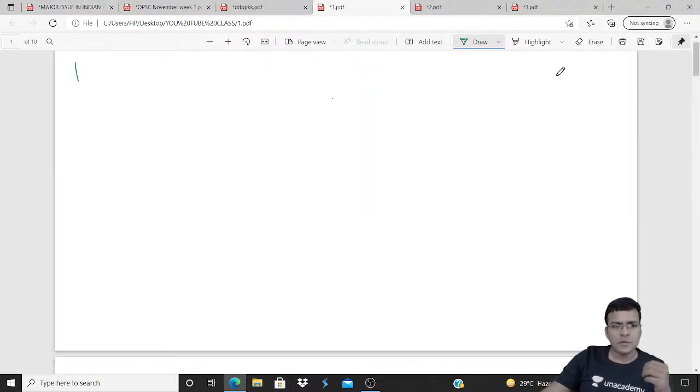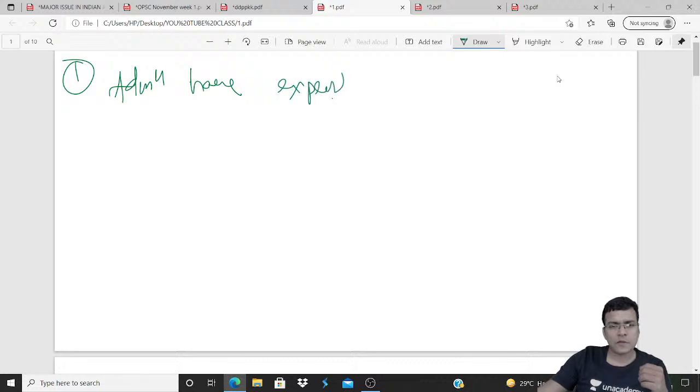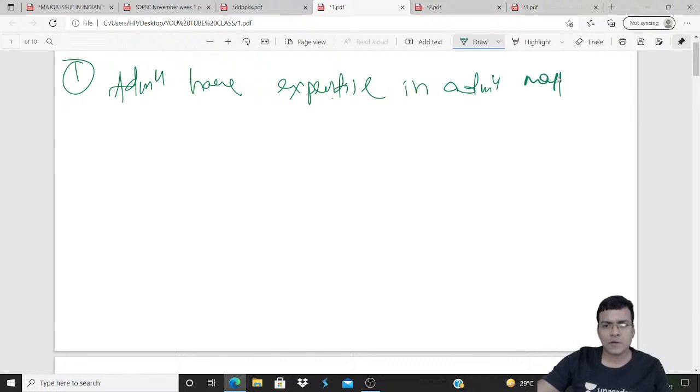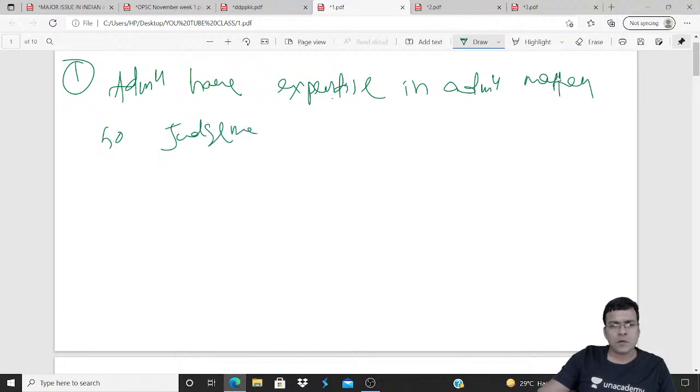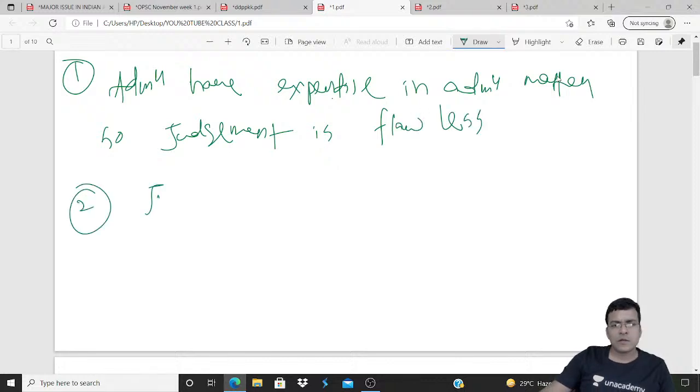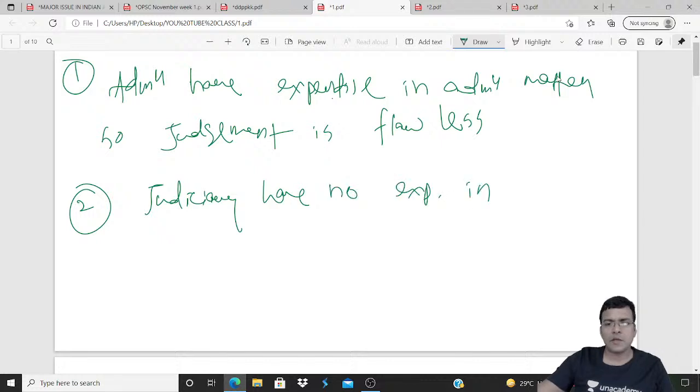First is administration has expertise in administrative matters. So judgment is flawless. Same thing, judiciary has no expertise in administrative matters. This is one.